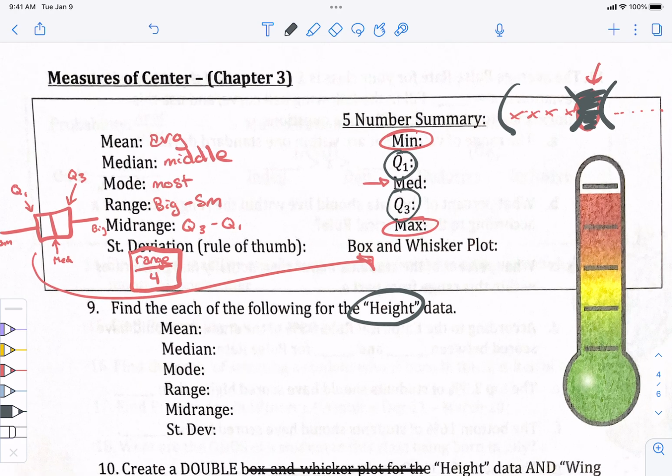Range divided by 4 is... Yes, that is the rule of thumb for standard deviation. That's how to find the standard deviation, like an estimate for the standard deviation, just a really easy, quick way.